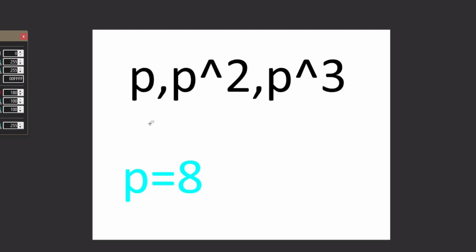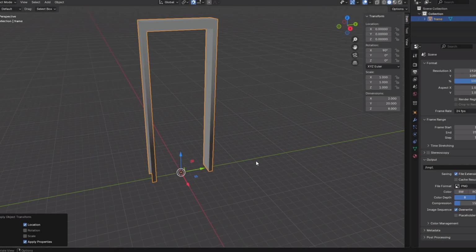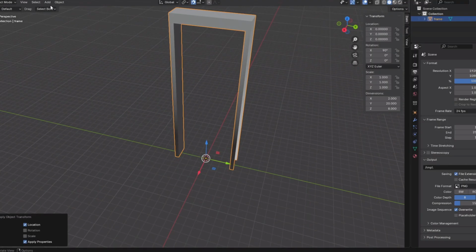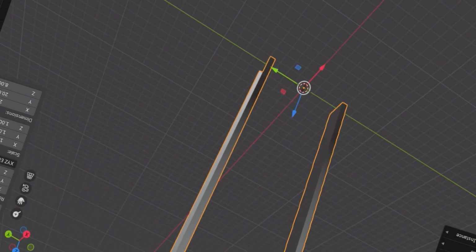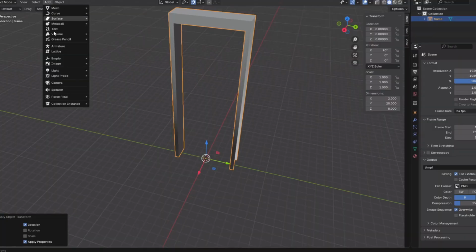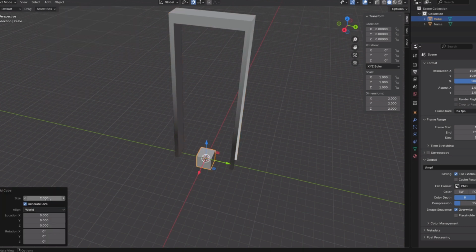So what that looks like, if I go into Blender here and I add a mesh cube.